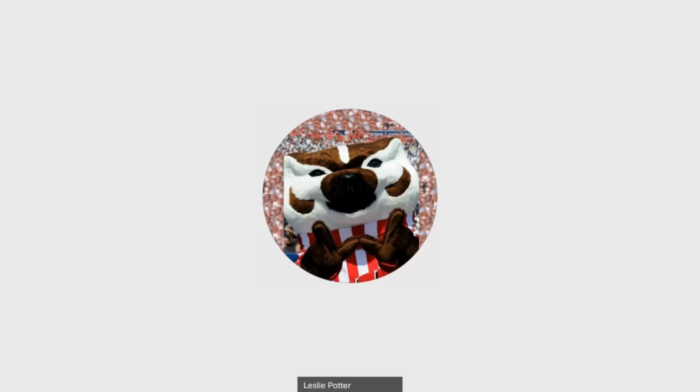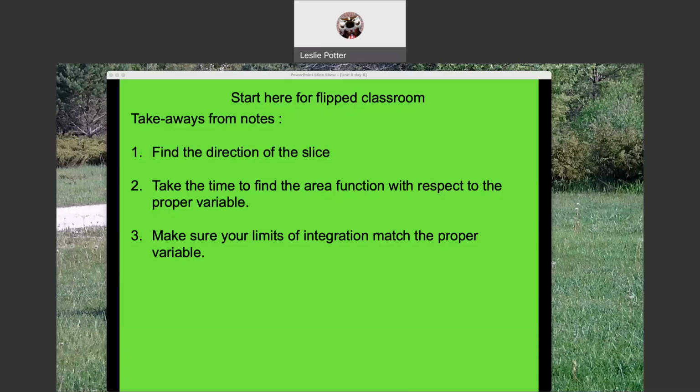Okay, so this is solids of known cross sections. All we're doing is changing the cross sections to triangles and semicircles. So triangles, we're dealing with half base times height. Usually they're right triangles, usually isosceles right triangles, which means the base and the height are the same. So it ends up being half function squared. It's basically the half of a square.